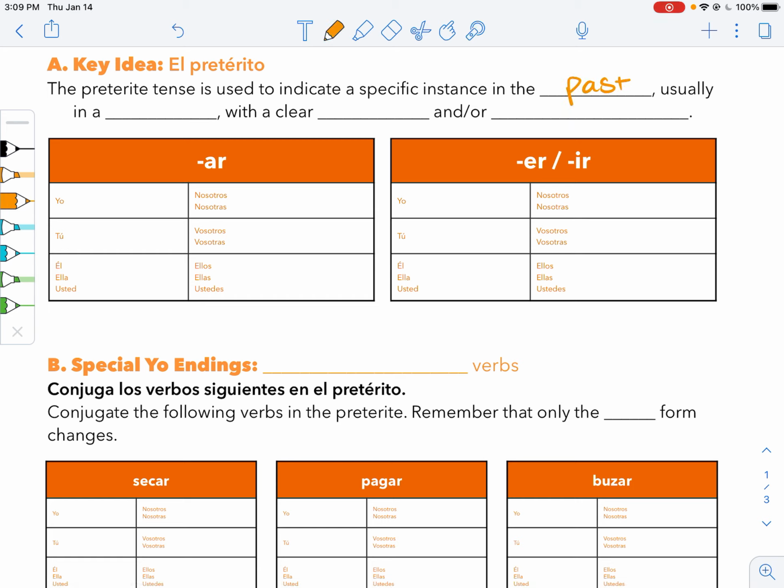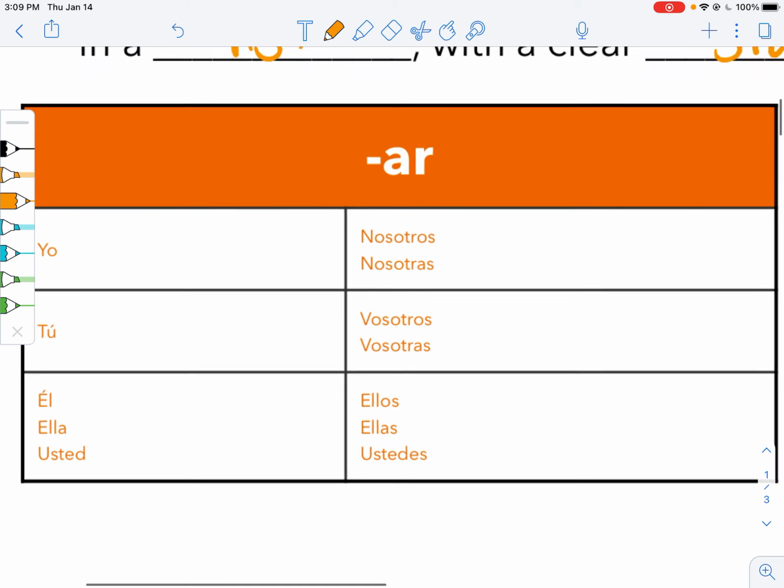So we use it to indicate what you completed. We can often find the Preterite in a list of actions: I did this, I went here, I opened the thing, and I finished it. Preterite verbs usually have a clear start or a clear completion, or both. These are things that we completed.